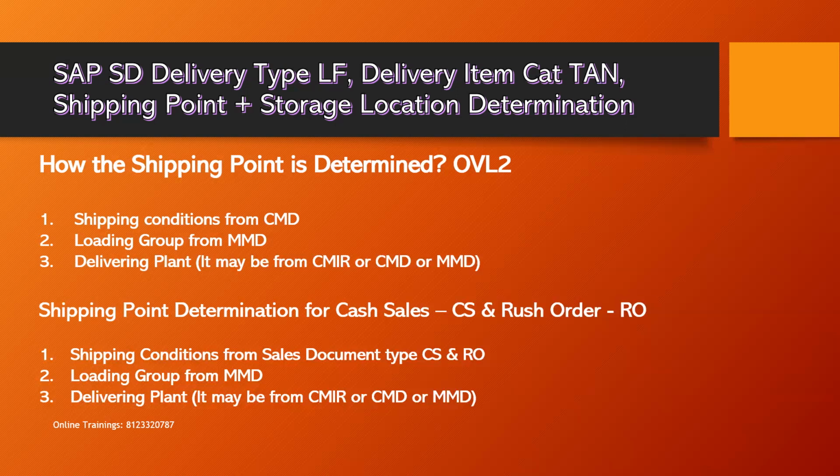the system gives high priority to the plant which is maintained at customer material info record level, instead of customer master data and material master data. Even if the plant is not there in both places, customer master data and material master data, if the plant is available in the customer material info record, then the system gives high priority to determine the delivering plant. So these three questions you can answer during your interview process.